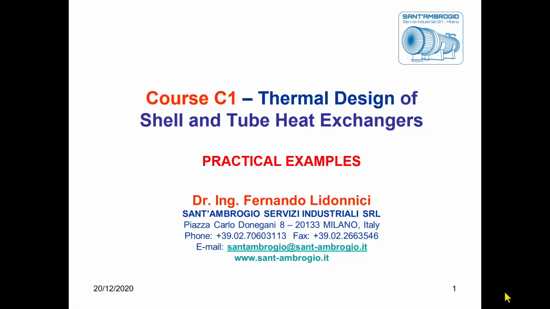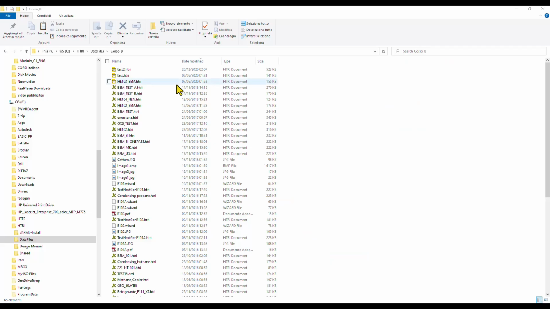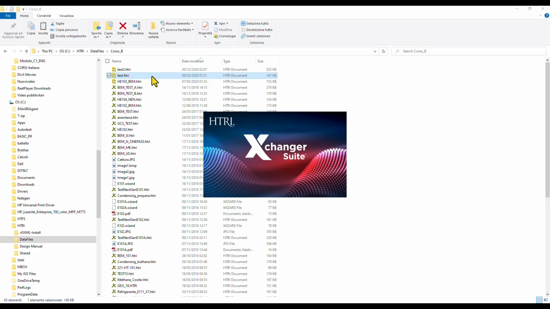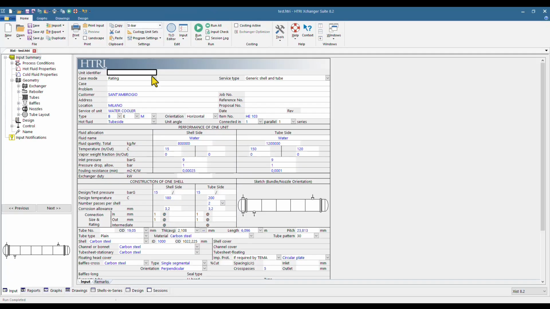And now let's see some practical examples of calculations of heat exchangers made with the software Xist of HTRI. Well, first of all, let's take one exchanger of which we have already made some kind of calculation, and let's give a look to the characteristics that we get from this input file, which is the thermal specification.